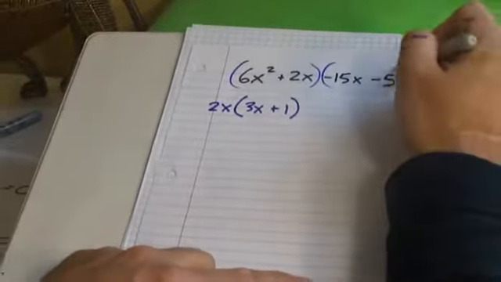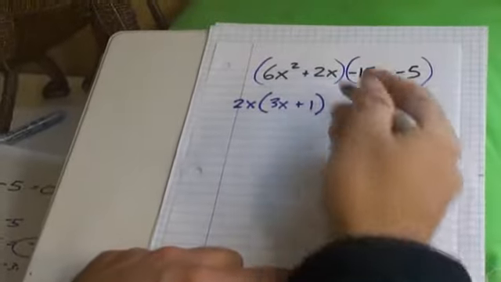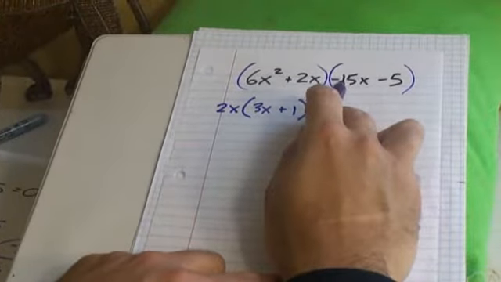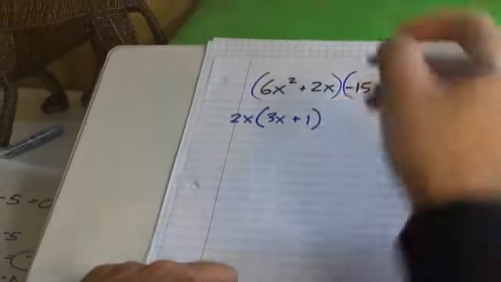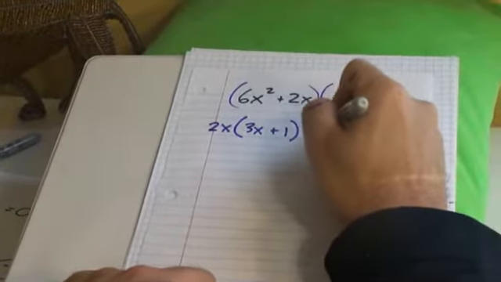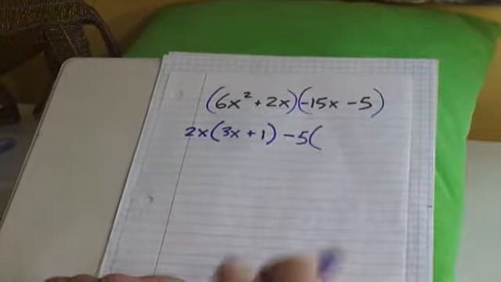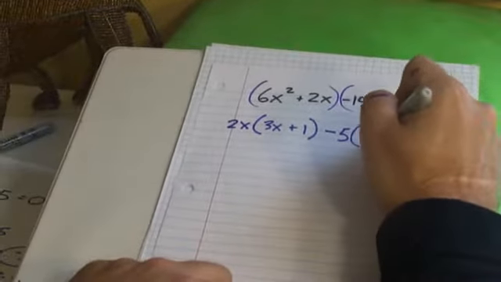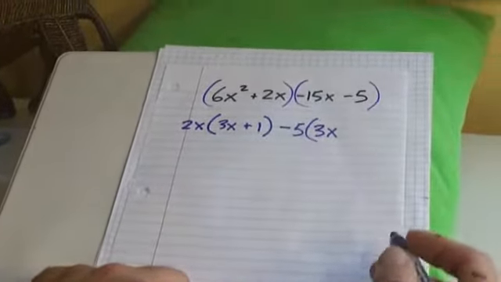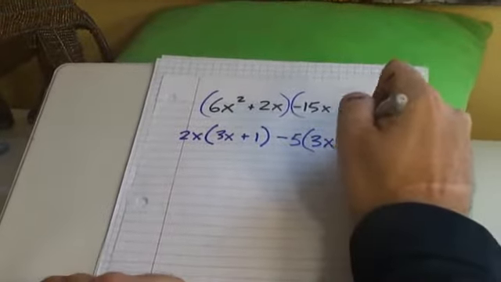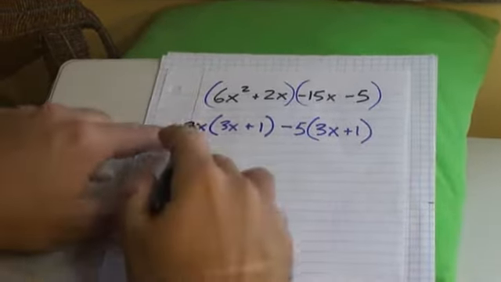Now we're going to factor this set of terms. What can we factor out of here? Well, what's the greatest common factor between negative 15x and negative 5? Well, how about negative 5? So we put minus 5 out there. Minus 5 times what gives us negative 15x? How about 3x? Negative 5 times what gives us negative 5? How about 1? See what we're left with?